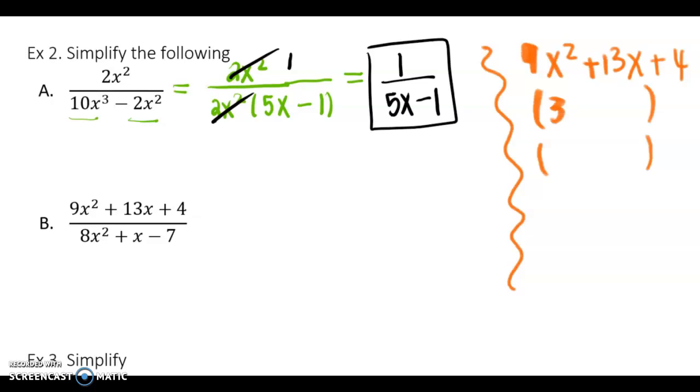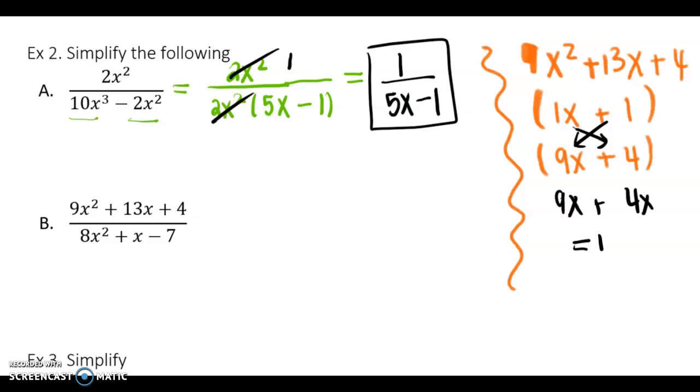All right, so maybe we'll do 3x and 3x, and then plus 4 plus 1, and see if that works. So that would give you 12x and then 3x. So when we add those together, we don't get 13. So I'm going to go ahead and erase that. And then I'm going to actually change this to 9x and 1x, and I think that will work. So this will be 4x, this will be 9x, and I get 13x.